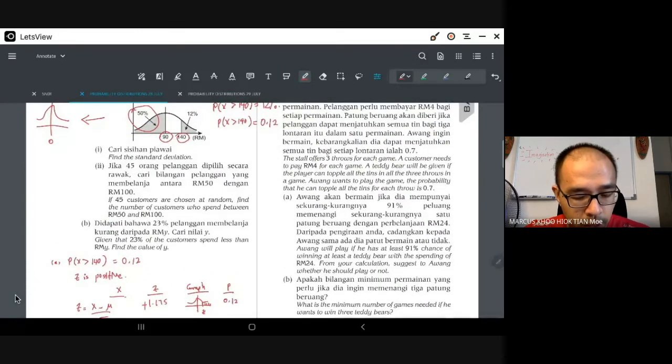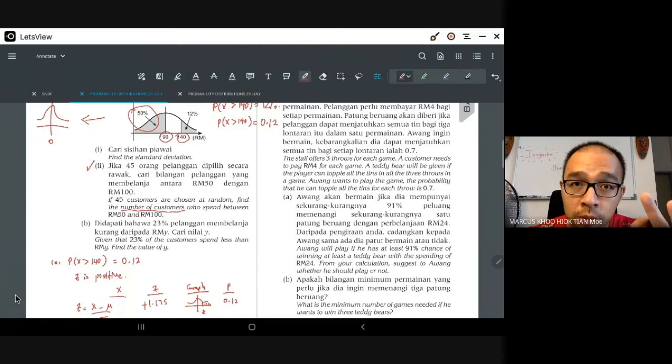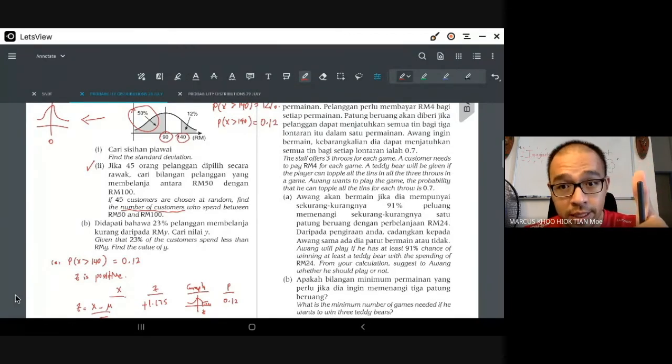Question number 2: if 45 customers are chosen at random, find the number of customers who will spend between 50 and 100. So let's get this right now, people. First of all, the question is asking for the number of customers. You know that this is a normal distribution question. So think of the steps. Find the probability first using normal distribution, and then you multiply by 45, to find the number of customers.